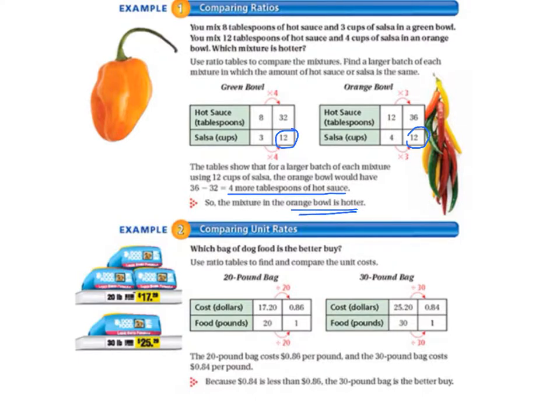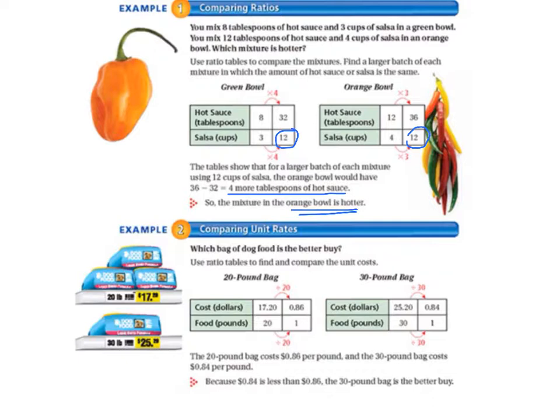Example 2, we're going to also compare ratios, but we're going to do it by comparing unit rates. So which bag of dog food is the better buy? We're going to use ratio tables to find and compare the unit costs. So we have a 20-pound bag or a 30-pound bag. So our cost for the 20-pound bag is $17.20, and our cost for the 30-pound bag is $25.20.